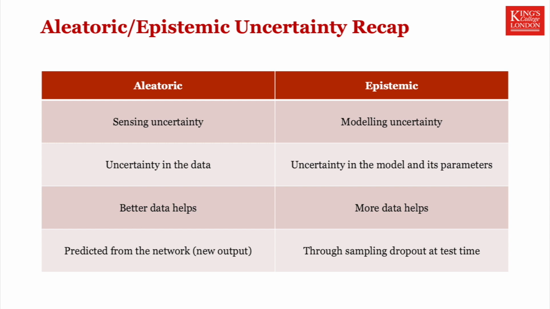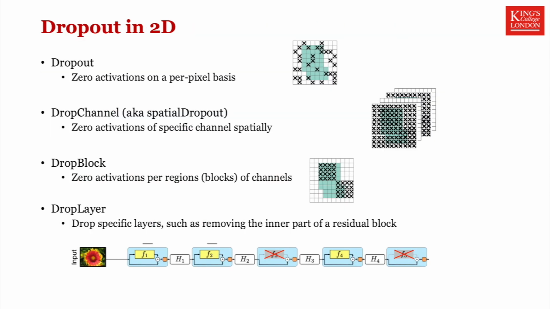The other type of uncertainty, called epistemic, is modeling the uncertainty of the model itself, the fact that the parameters of the model are not perfect, and the fact that because of the lack of data, you might be in a setting where the parameters of your model are uncertain. You are able to estimate the epistemic uncertainty by sampling from the model itself via things like, for example, the use of dropout at test time.